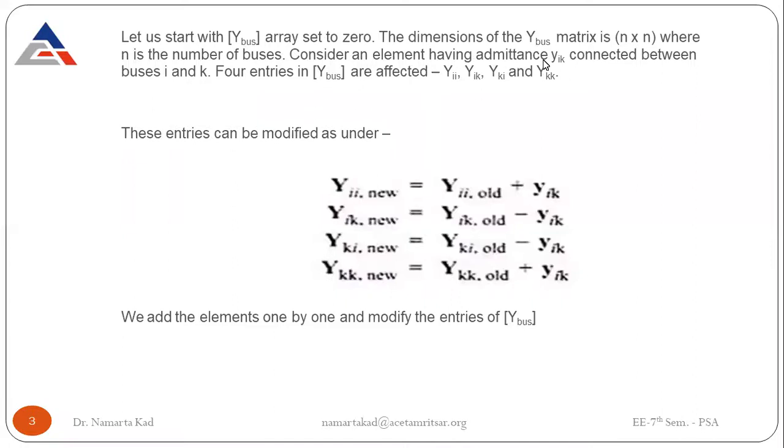So consider an element having admittance yik connected between bus i and k. The 4 entries in YBUS are affected: Yii, Yik, Yki, and Ykk. So ii means the diagonal element. IK or KI means the off-diagonal element. IK means either 1 2 or 2 1, or 2 3 or 3 2, 3 4 or 4 3. So IK or KI represents your off-diagonal elements, and II and KK represent your diagonal elements.